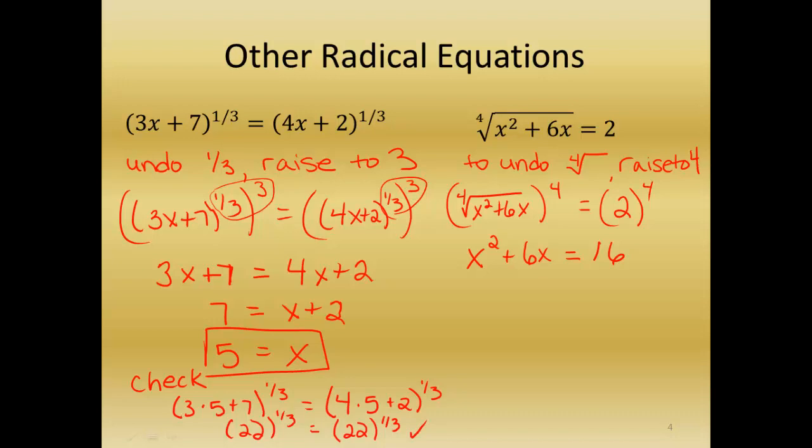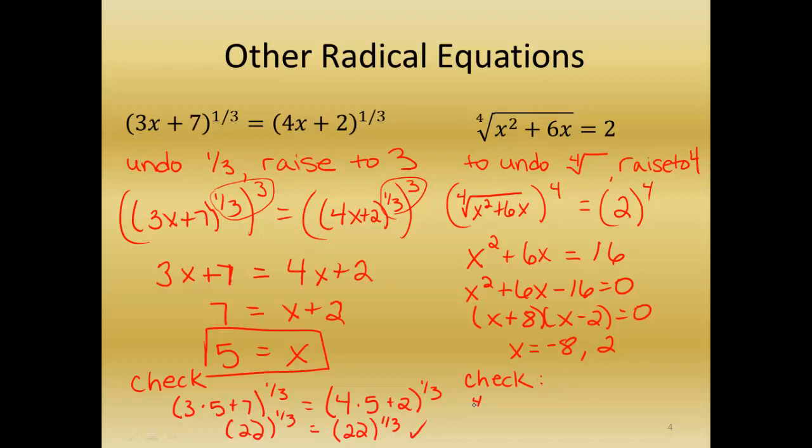It's a quadratic, so I set it equal to 0. This does factor nicely: (x plus 8)(x minus 2). It gets me two solutions, negative 8 and 2. You do want to make sure you go back and check. A fourth root is going to have domain issues, just like a square root would.